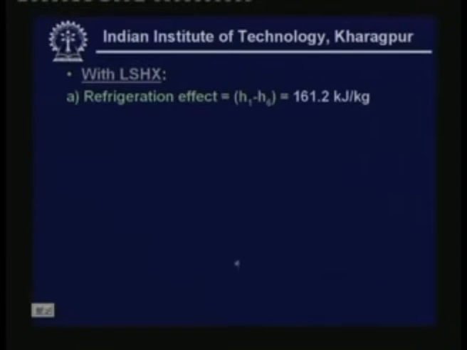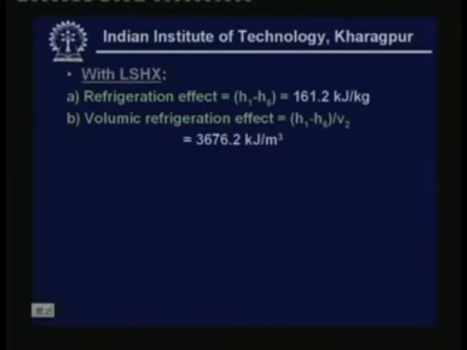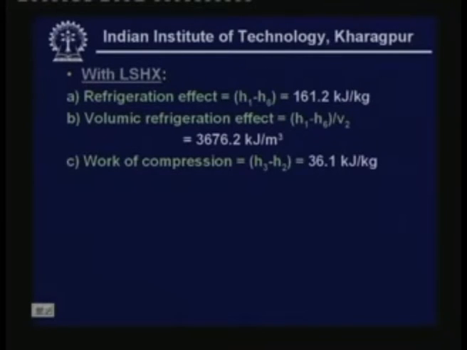Refrigeration effect H1 minus H6, if you substitute the values, you find that it is 161.2 kilojoule per kg, and volumetric refrigeration effect is nothing but, as you know, the refrigeration effect divided by the specific volume at that point. The specific volume we have found from the properties. If you substitute the specific volume value there, you find that the volumetric refrigeration effect is 3676.2 kilojoule per meter cube. Third, work of compression is nothing but H3 minus H2, and both the enthalpies are known to us. So, you find that work of compression is 36.1 kilojoule per kg. And then finally COP is the refrigeration effect divided by the work of compression, that is H1 minus H6 divided by H3 minus H2, which works out to be 4.465.